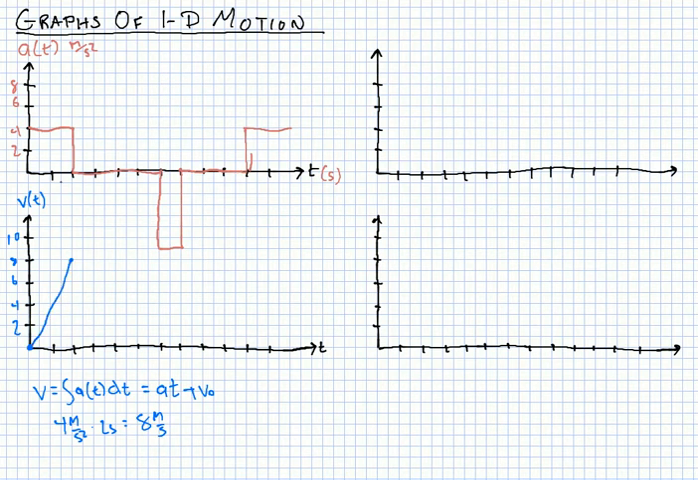Now, of course, had the acceleration not been constant, if the acceleration was changing, then the velocity would also be changing. It wouldn't just be a straight line. But in this case, it was a constant acceleration, so it's just a straight line connecting to our final velocity at this point. So here our velocity is 8 meters per second.